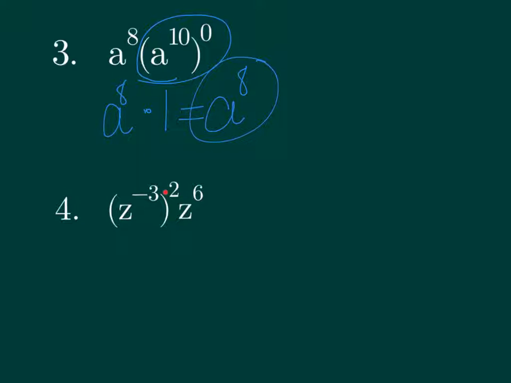All right, next one. This one has an outside exponent, so I'm going to take care of this. This one does not, so I'm just going to bring it down. This one, negative 3 times 2 is negative 6. Now it's a multiplication problem, so we're going to add your exponents. So negative 6 plus 6 is 0. And remember, just like negative exponents, you can't have a 0 exponent, but you know anything to the 0 power is 1.